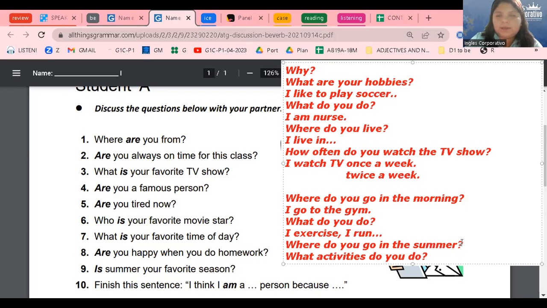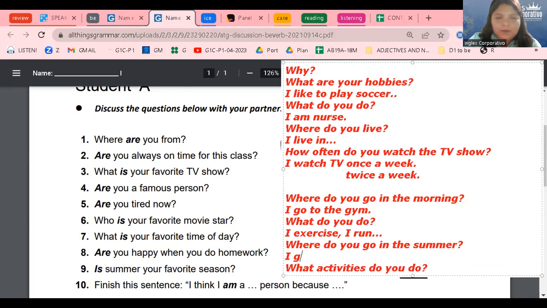Where do you go in the summer? I go to San Miguel. I go to La Union. So I go to another country. I go to the U.S. You can mention any other place that you visit. Puedes mencionar cualquier otro lugar a donde va. I go to. And what activities do you do?